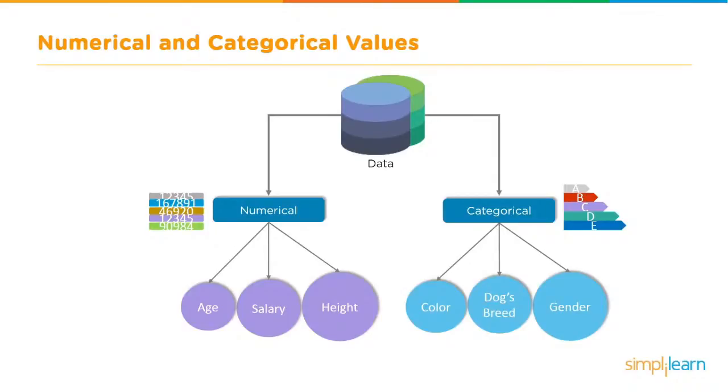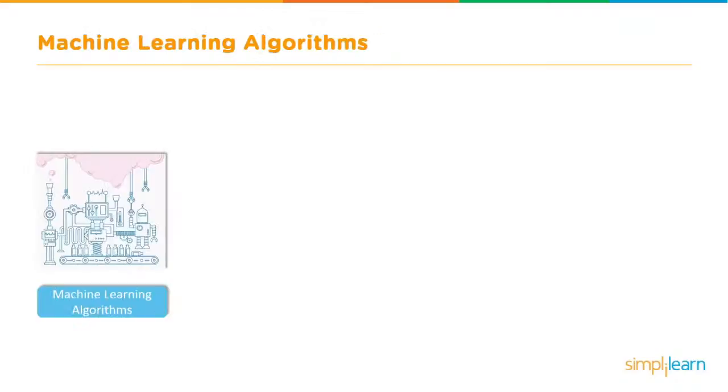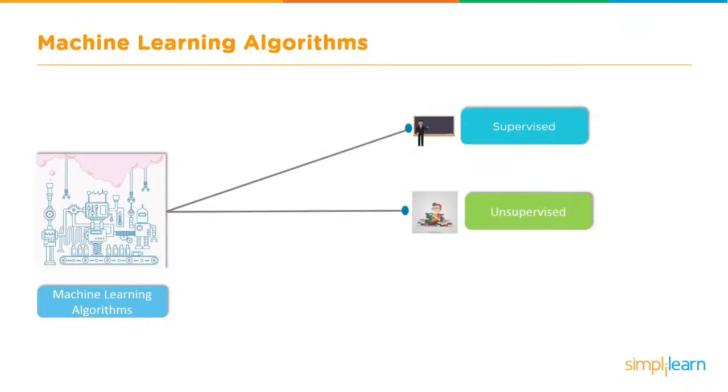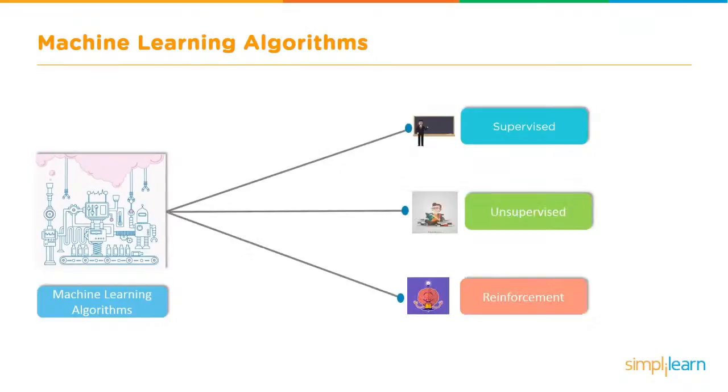Categorical is limited to very specific items, where numerical is a range of information. Now that you've seen the difference between numerical and categorical data, let's take a look at some different machine learning definitions. When we look at our different machine learning algorithms, we can divide them into three areas: supervised, unsupervised, reinforcement. We're only going to look at supervised today.